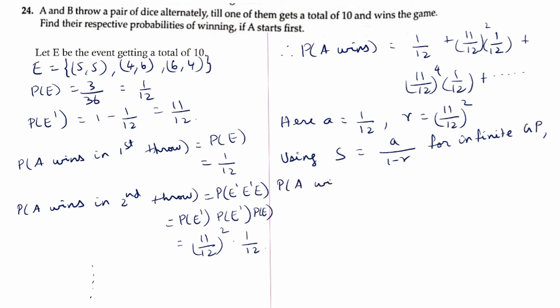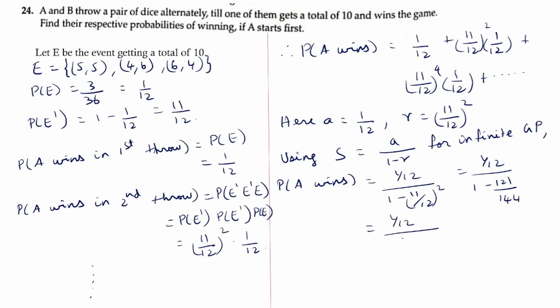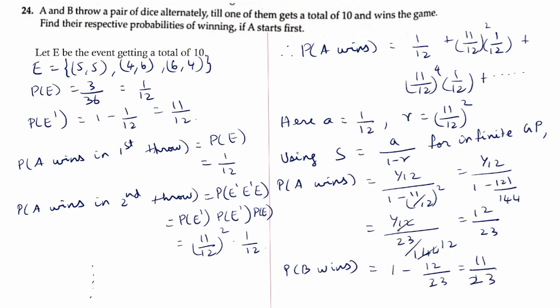we have the probability of A wins equal to 1 by 12 upon 1 minus 11 by 12 the whole square. So it is 1 by 12 upon 1 minus 121 by 144. If we simplify, we have 144 minus 121 is 23 upon 144. So this is equal to 12 by 23. So the probability of A wins is 12 by 23, and the probability of B wins is 1 minus the probability of A wins. So it is 1 minus 12 by 23, which is 11 by 23. So these are the probabilities.